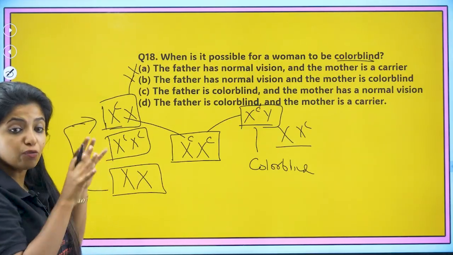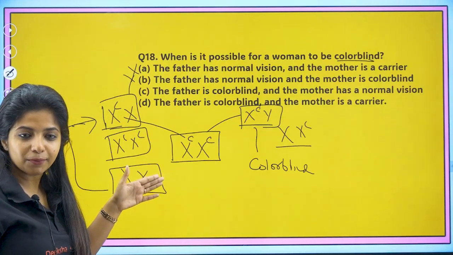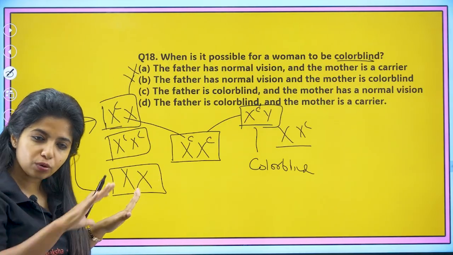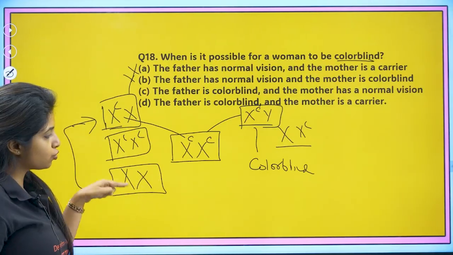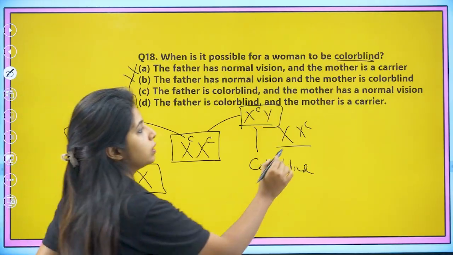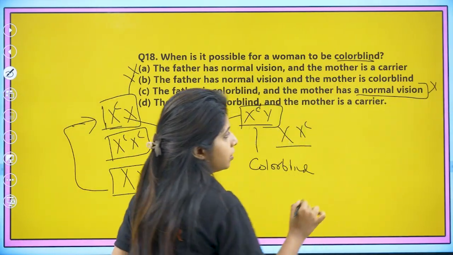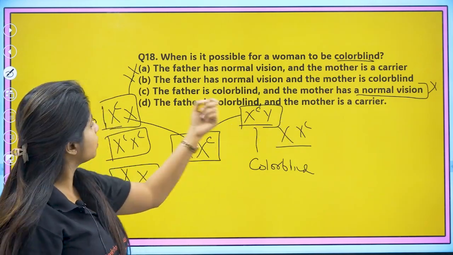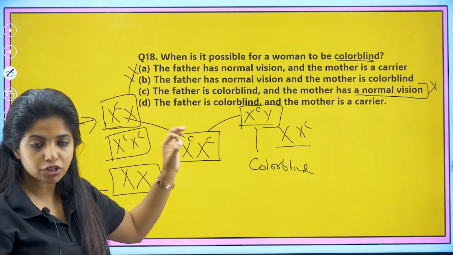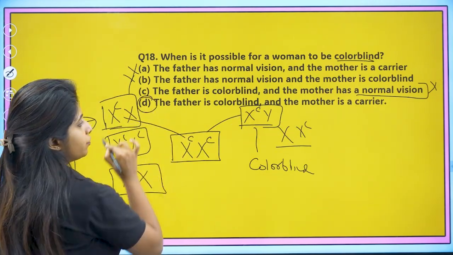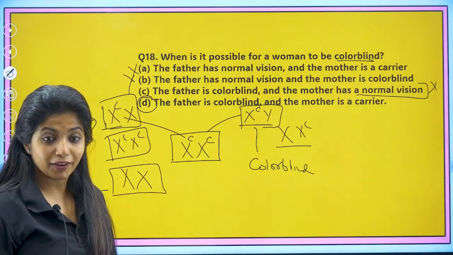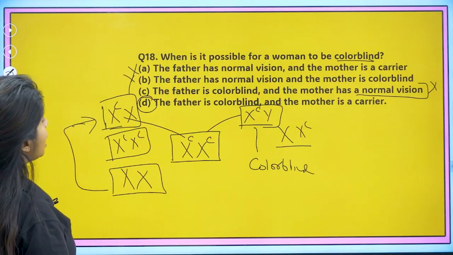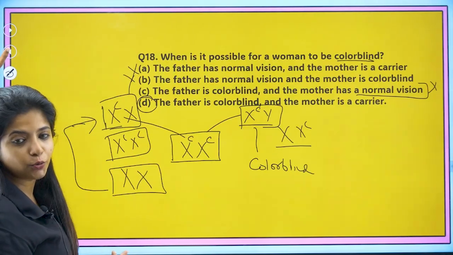This and this show normal character. They are not colorblind. One is a carrier, another one is totally normal. But since two of them are there, we cannot go with this particular statement, that is normal vision. Over here there is something more specific. The father is colorblind and the mother is a carrier. Yeah, that would be very much correct. Okay, so your answer would be D. Fine. So you have to look at the options and only then answer the question. Do not be in a haste to answer it.